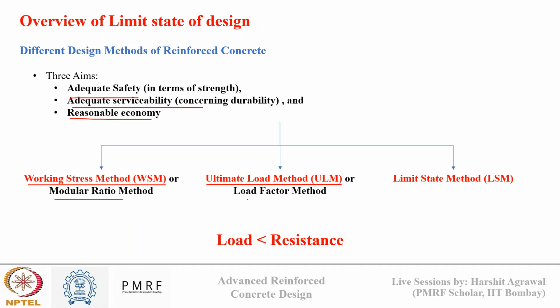Then there is the ultimate load method or load factor method, in which we consider different combinations of loading acting on a reinforced concrete, which is amplified by a certain load factor without reducing the strength of concrete. And finally, the most commonly used method is the limit state method. Okay. Now what is common in all these three methods? It is the basic need of design, that is, the load acting should always be less than the resistance offered by an RC section.